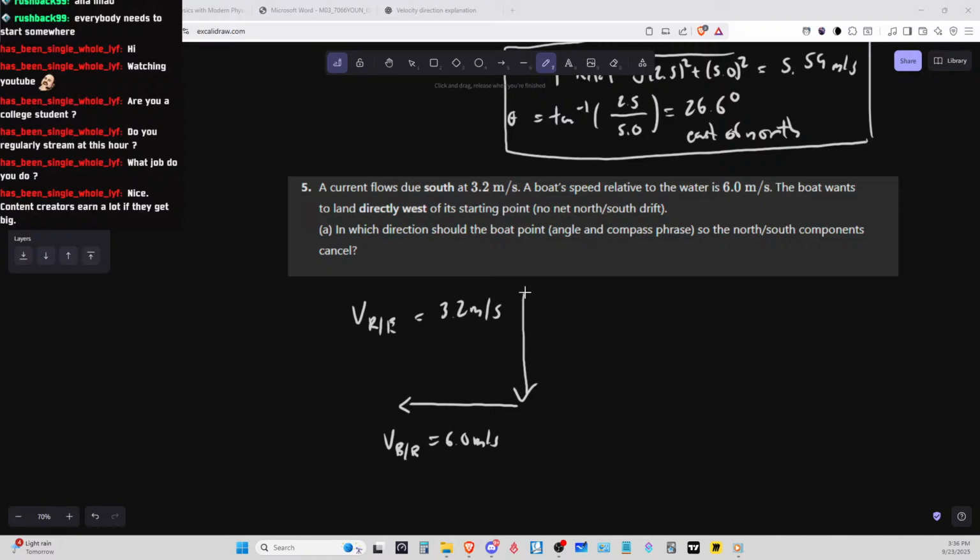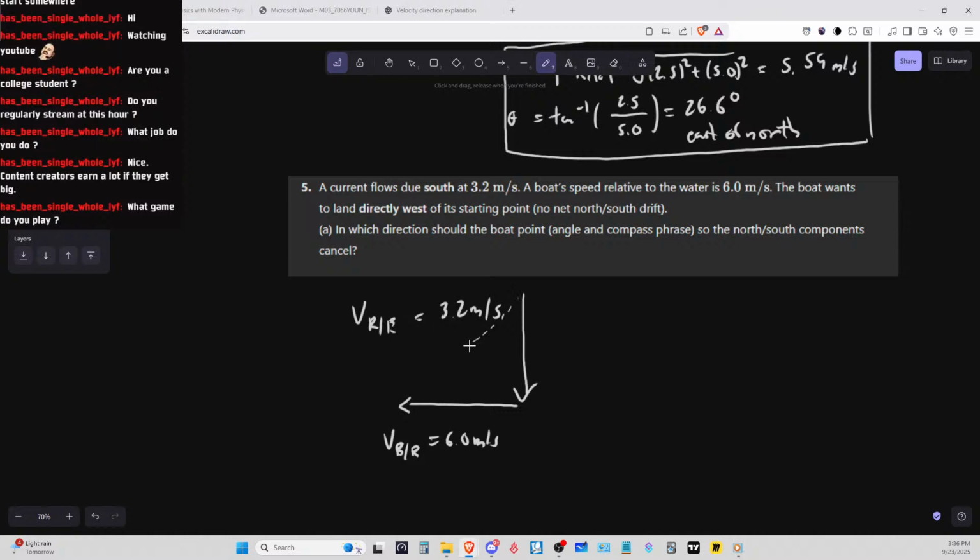So now we have to cancel this component, which means, let's imagine a triangle here. I'm not gonna put the angle because the angle is gonna be somewhere.